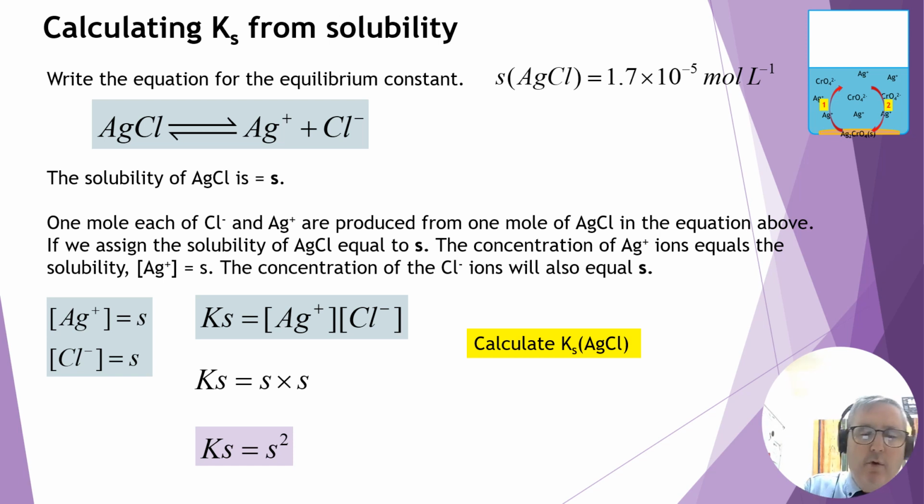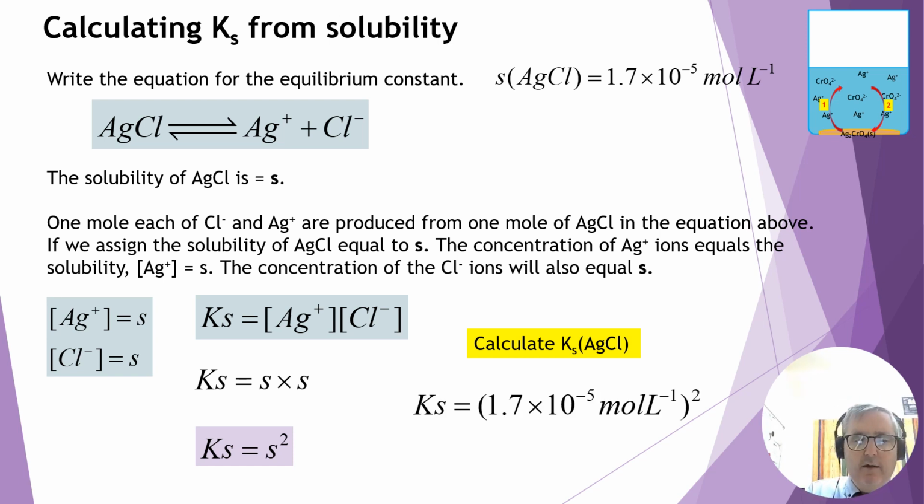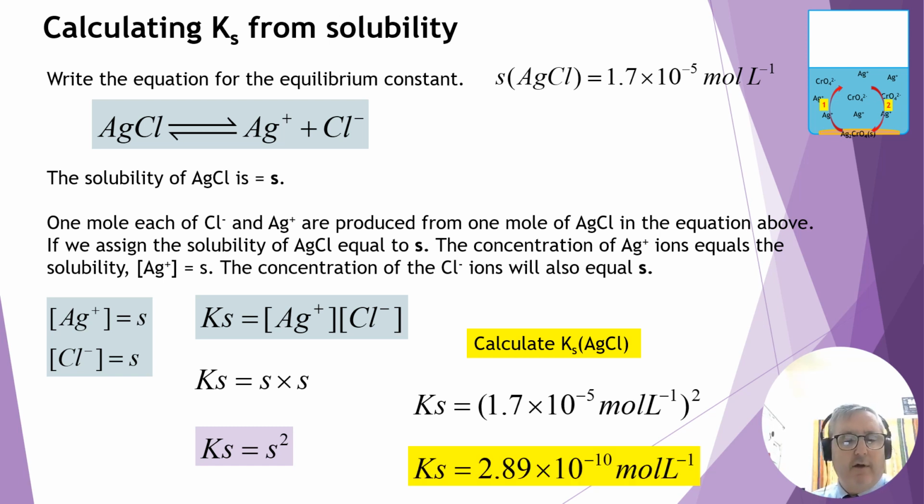Right, hope you've unpaused the video. Let's see if we can work this out. So what we're going to do here is substitute this value into the Ks. So Ks now equals 1.7 times 10 to the negative 5 squared, and we're going to place that into our calculator and solve, and the answer is 2.89 times 10 to the negative 10 moles per litre.